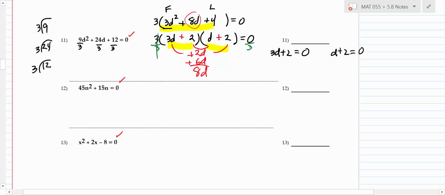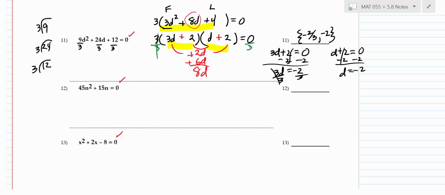Okay, and those equations are simple enough you can do in your head. So subtract 2, that's going to be 3d equals negative 2. And if we divide by 3, one of your answers is negative 2/3. Okay, and then over here if we subtract 2, that gives d equals negative 2. So those are your 2 answers. So step 1, factor. Step 2, set factors equal to 0, and then you can always check and verify if you want to. Okay? All right, how's that look?